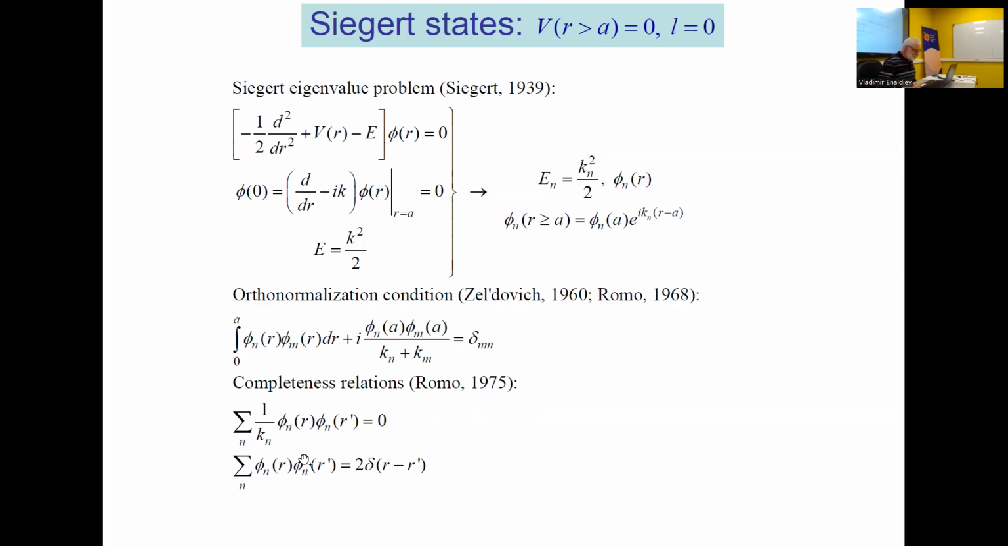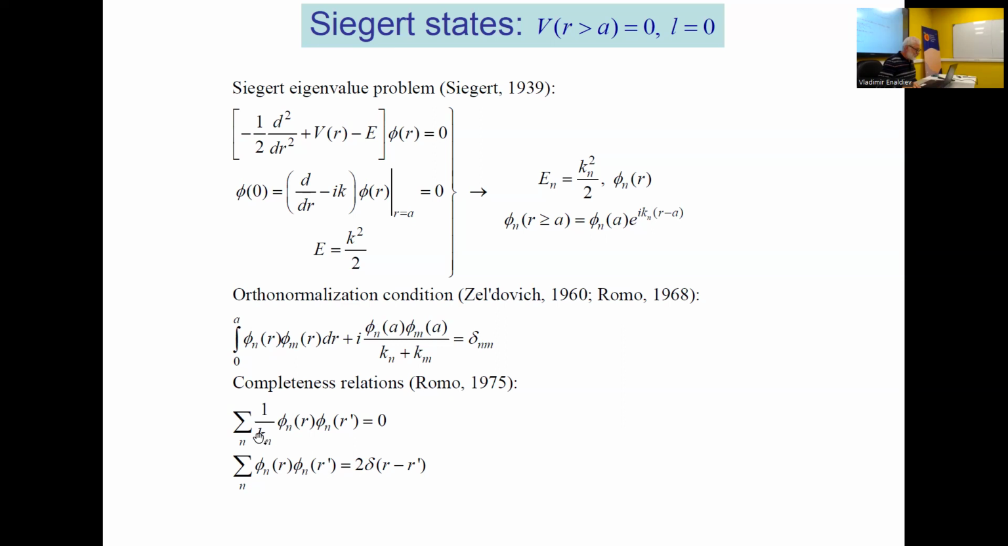He derived these two relations. If you look at the second relation, it looks very similar to the usual completeness relation for a set of eigenstates, except 2 here. The factor 2 here, one can say that, okay, let's renormalize phi and then get rid of these 2. But if you renormalize phi, then 2 appears here. These 2 cannot be eliminated from this equation.